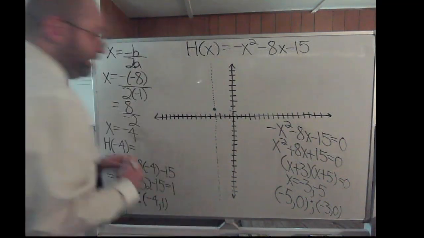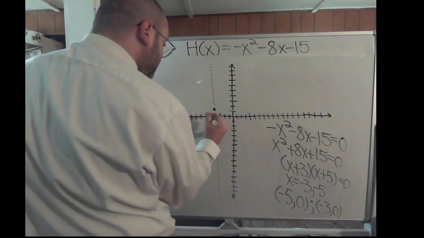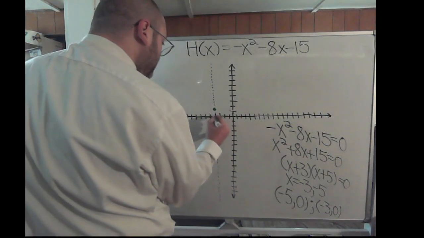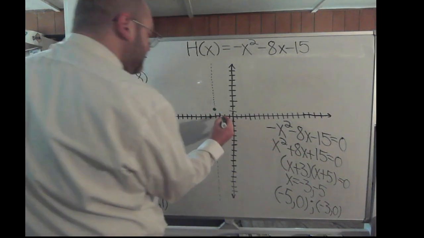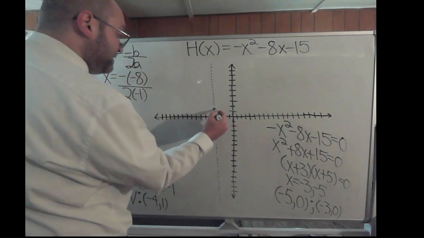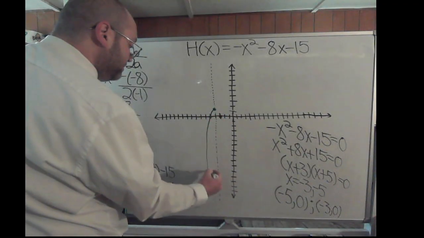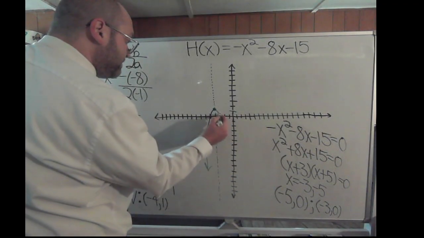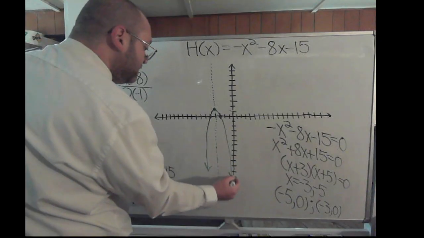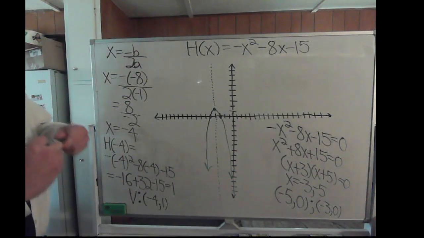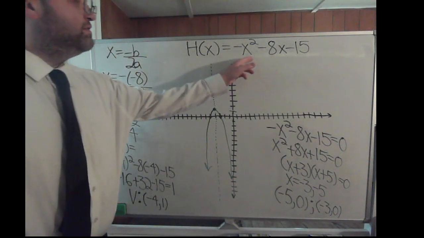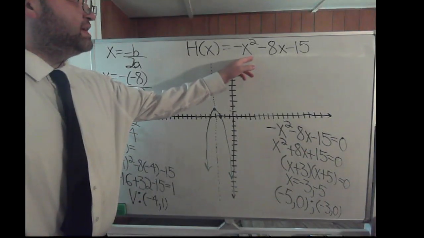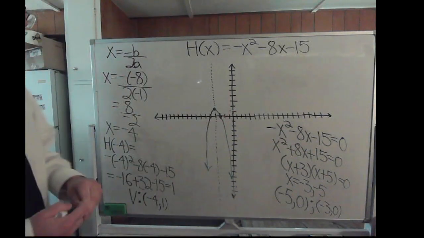So now let's go ahead and plot those points. Here's negative 5, 0. Here's negative 3, 0. Now we just simply connect the dots and form the parabola. And that there is the graph of negative h of x equals negative x squared minus 8x minus 15.